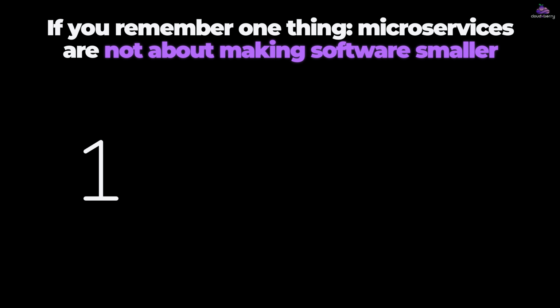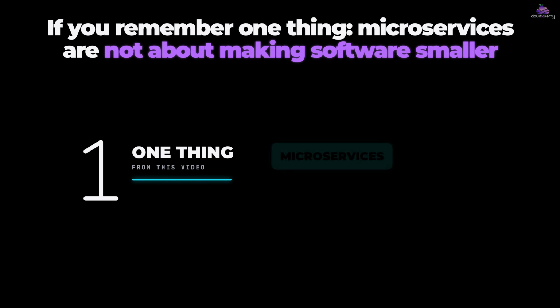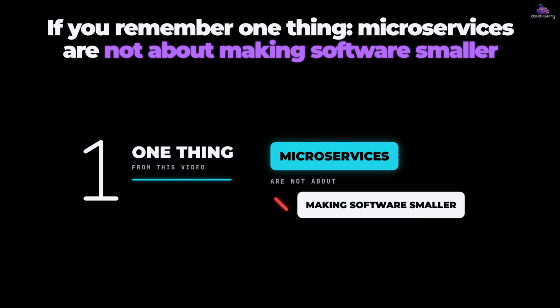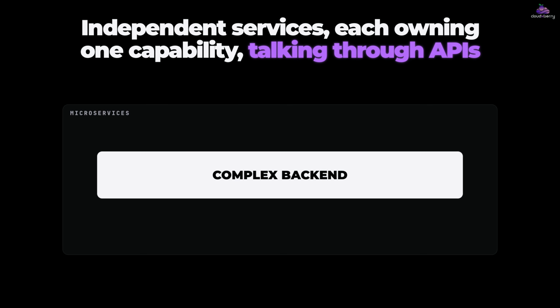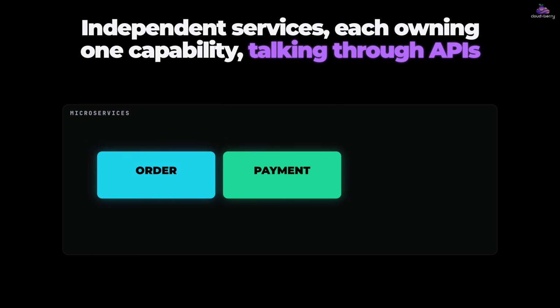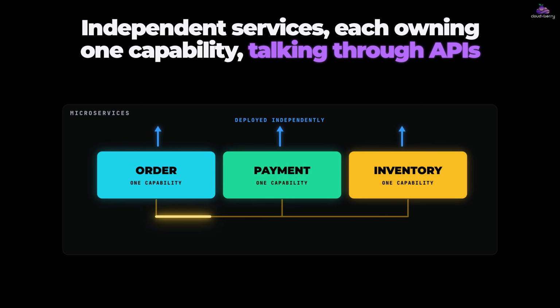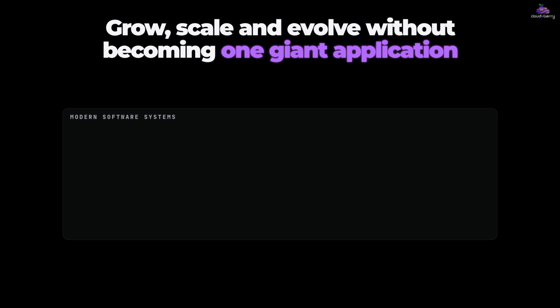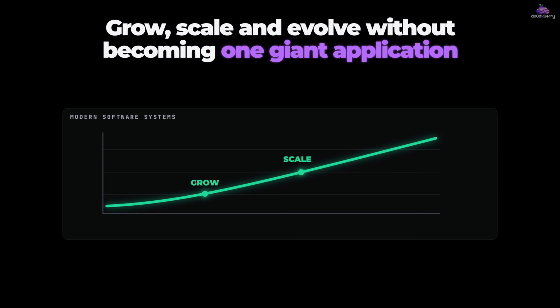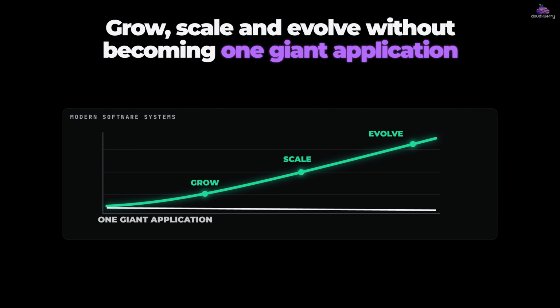So, if you remember just one thing from this video, let it be this. Microservices are not about making software smaller. They are about breaking a complex backend into independent services, where each service owns a single business capability, can be developed and deployed independently, and communicates with other services through well-defined APIs. That is what allows modern software systems to grow, scale, and evolve without becoming one giant application that is difficult to maintain.